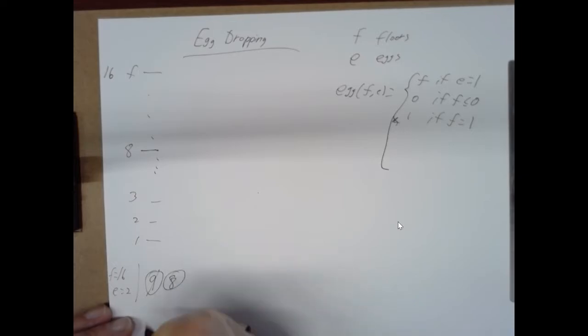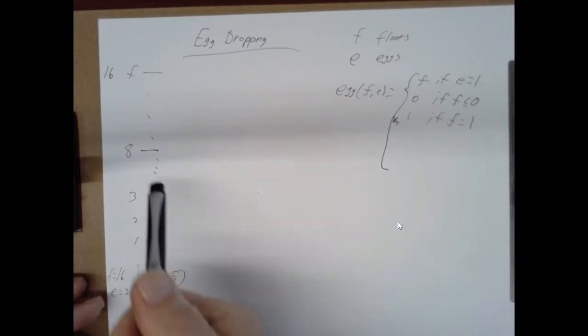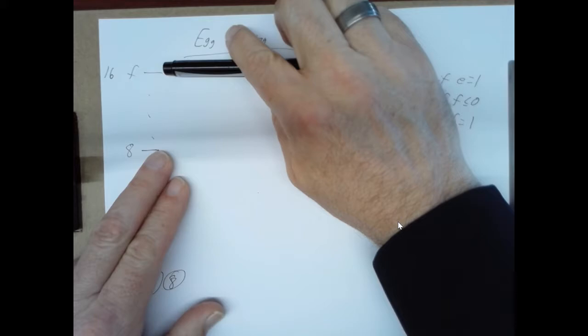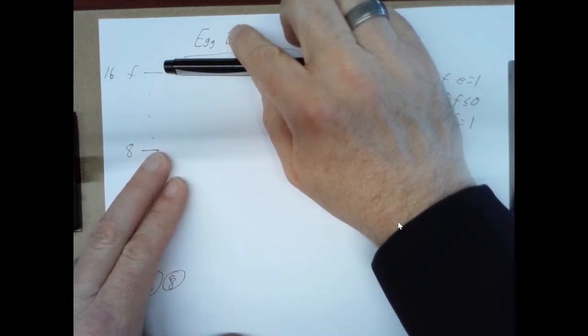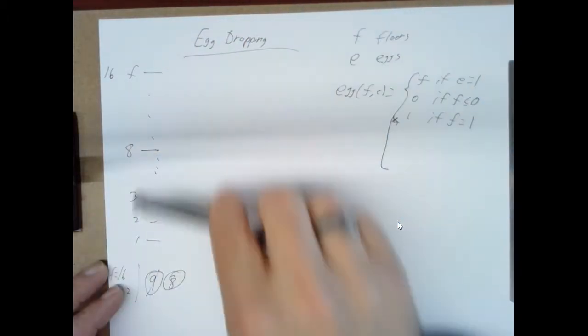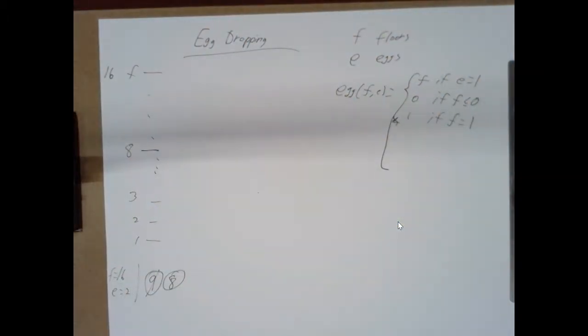And if we get lucky and it survives from floor 8, now we've only got floors 9 through 16 to test, and we still have 2 eggs. So we'll end up in a better situation there. But worst case, this is going to be 8. Cool. Can we do better than 8?